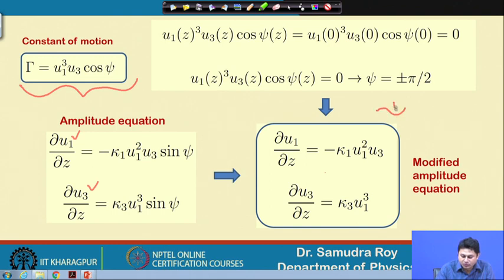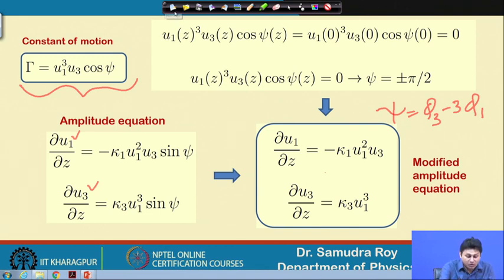Remember, psi is equal to phi 3 minus 3 phi 1. So, psi basically gives us a phase relationship, and this phase relationship suggests that the value of this quantity is pi by 2. Once we know this is pi by 2, we have a modified expression for the amplitudes of the fundamental wave and third harmonic wave. Once we have this equation, the next thing is to solve it. That is the main issue here: how to solve this coupled equation.